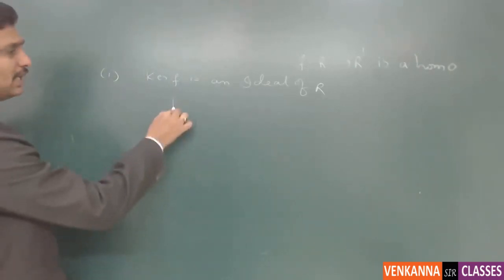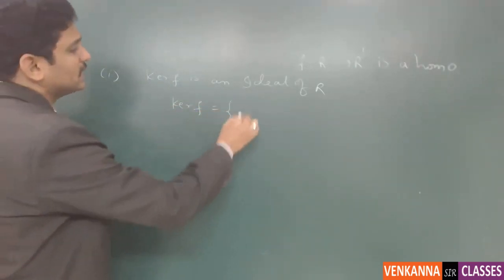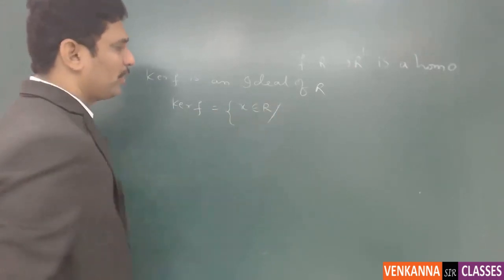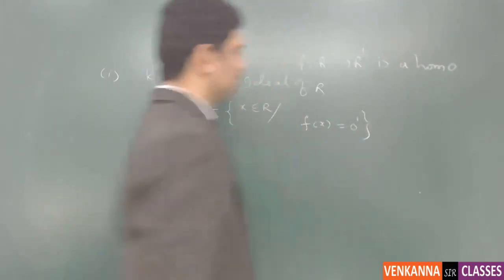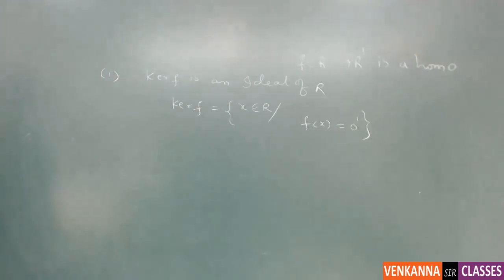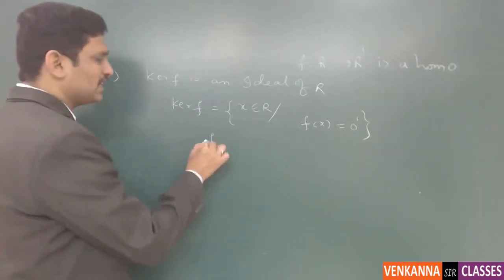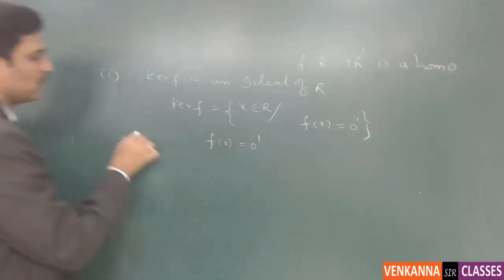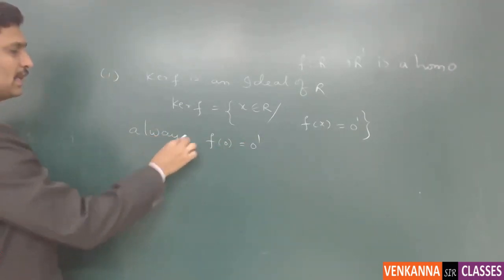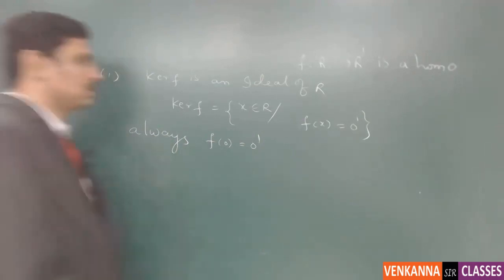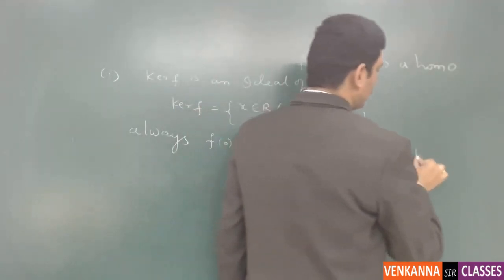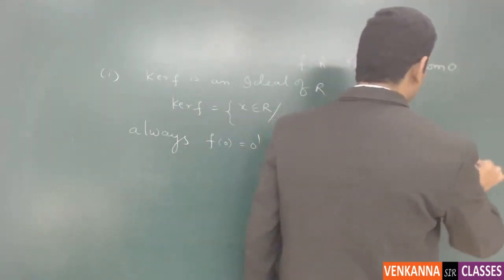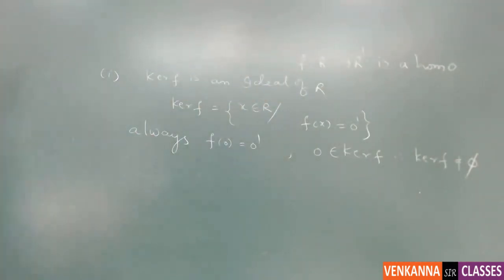So first you write the definition of kernel. It is a set of all elements in the domain ring R such that f of x is equal to 0 in the codomain. So as we know that always f of 0 is equal to 0 dash. Image of 0 is 0 always. So 0 belongs to kernel F. Therefore, kernel F is a non-empty set. That was the first one.